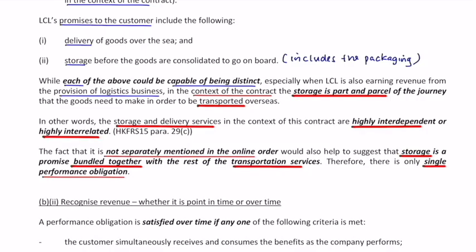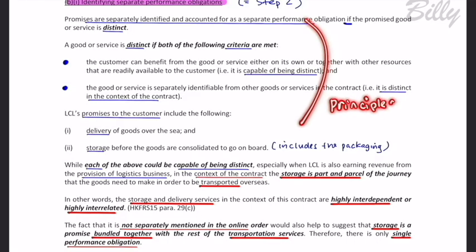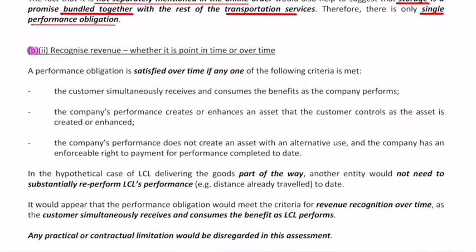I believe you know the answer, but you must explain the answer. This is the principle, this is the application. Now look at number 2. Do we recognize revenue over time or at a point in time? Step 5: revenue should be recognized when there is a transfer of control.